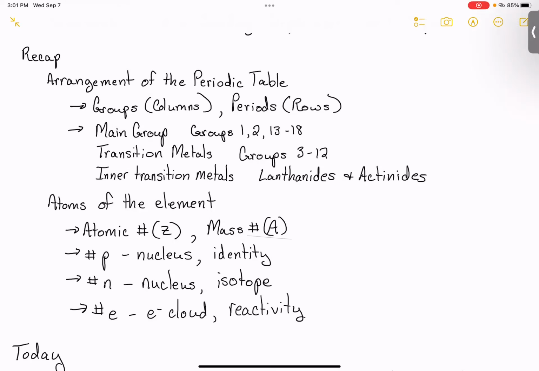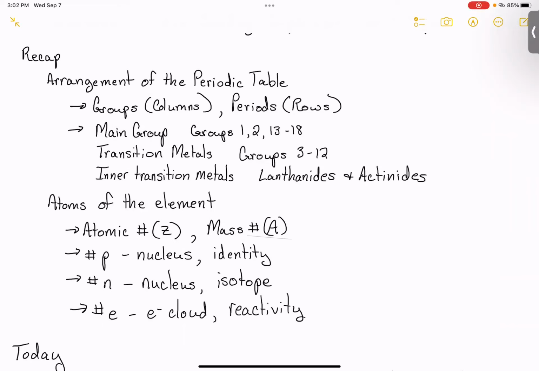The protons are a constant. They are always the same for every single atom of that element. The protons are represented by the atomic number, which is the blue number on the periodic table at the top of each box.